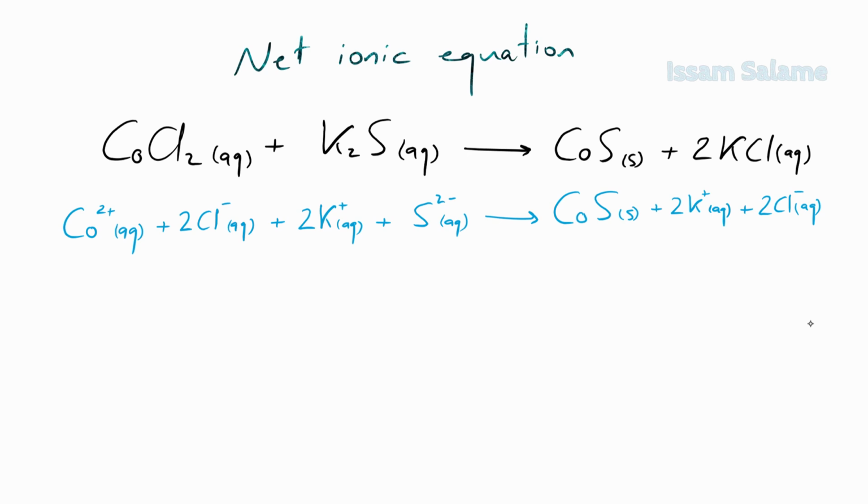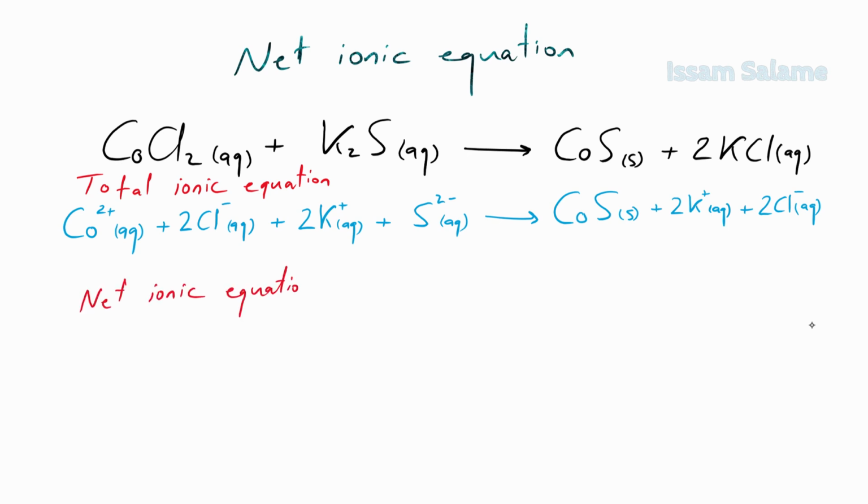By the way, here this chemical equation is balanced. To learn how to balance chemical equations, I will keep a link for you in the description below. So when we split all the aqueous compounds and write all the ions like this, it is called the total ionic equation. Now, how to write the net ionic equation?